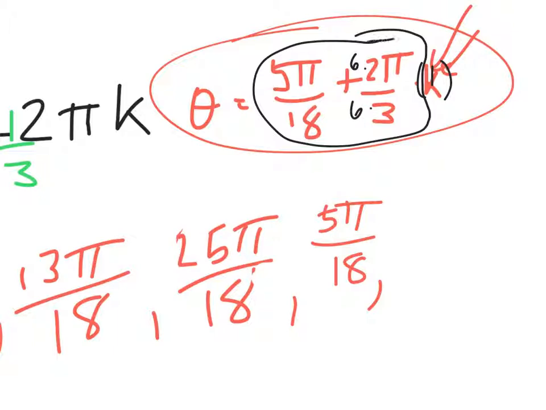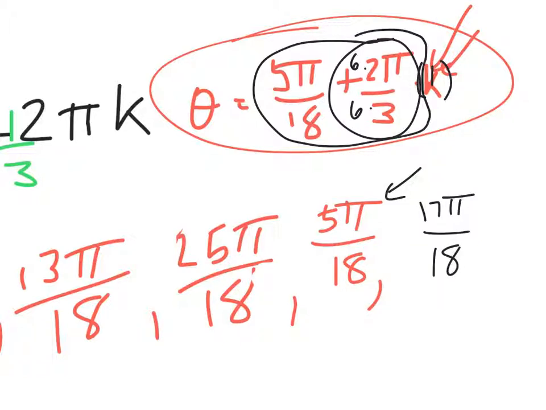And that makes, oh, you could have just remembered this from last time. Our new period is 2 pi over 3, also known as 12 pi over 18. So you just have to keep adding 12 pi over 18 to this. So let's add 12 pi over 18, makes it 17 pi over 18. Raise your hand if you had that one right.